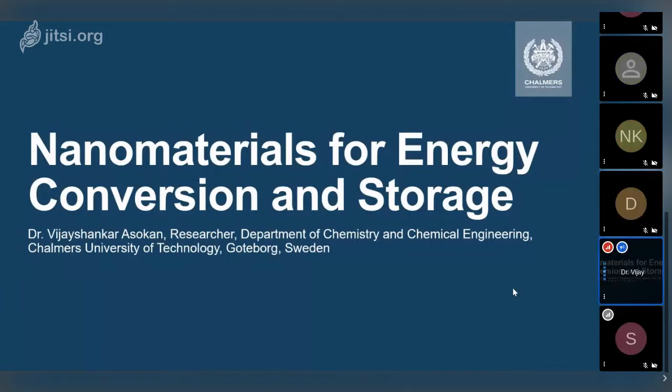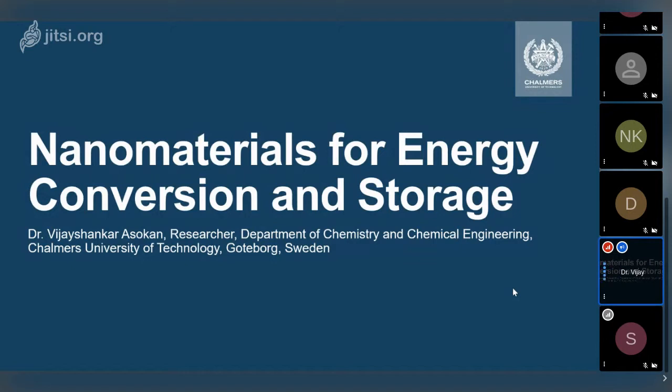What I plan today is to restrict my topic to carbon nanotubes and two-dimensional materials: what we work on, what we studied and why we studied, and what the application part of those materials is. So it's purely carbon-based material and two-dimensional transition metal dichalcogenides, in particular molybdenum disulphide. With this short introduction, I will jump into the slides.